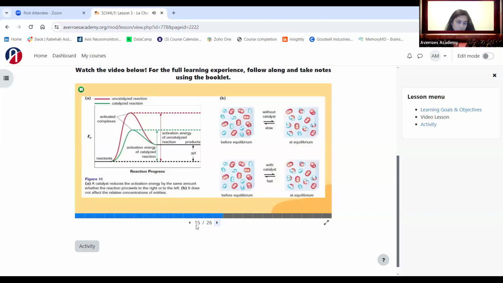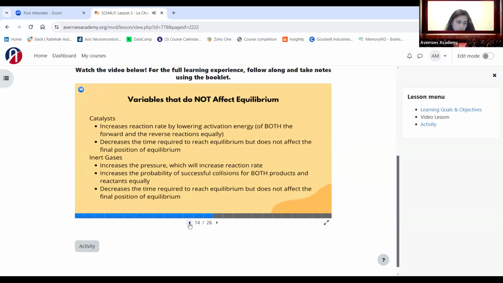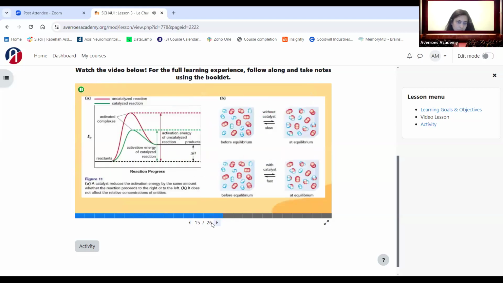Here's a figure showing the difference between a catalyzed and an uncatalyzed reaction. So in this graph here, the catalyzed reaction is the green line and the uncatalyzed reaction is the red line. So you can see a catalyst reduces the activation energy by the same amount, whether the reaction proceeds from the right or from the left. But that final equilibrium, that thick black line, is still the same in both cases, right? It does not affect the relative concentration of the entities.